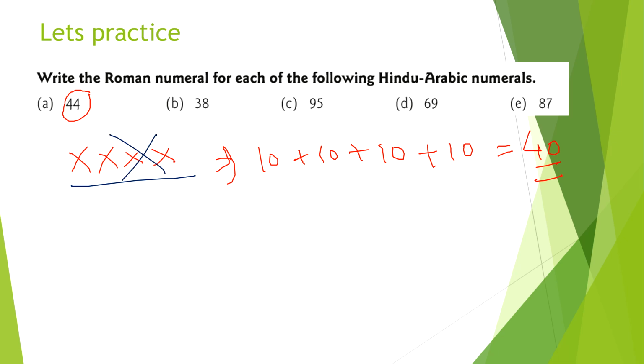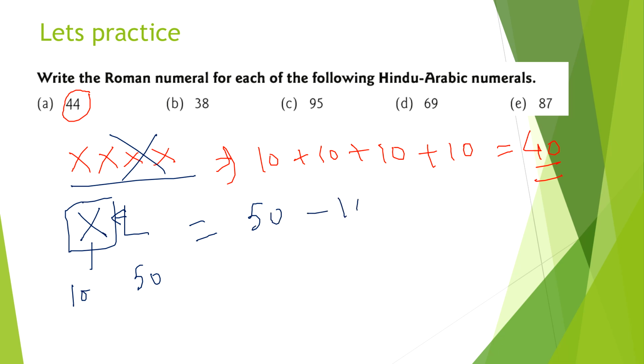Rather, what we have to do is this. We have a 50 given and an X. This is 10, this is 50. Now, if you remember rule number 3, whenever a small number is to the left of a bigger number, then you subtract. So you see 50 minus 10, it will give you 40, isn't it? It will give you 40. Now here it is 44. Now we have a 40 here, X, L.